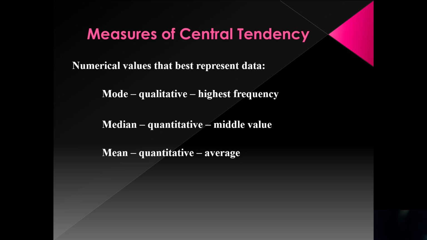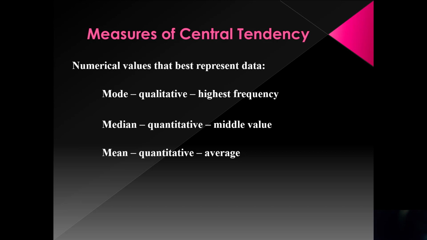So there are three measures of central tendency: the mode, the median, and the mean. The mode you probably have never heard of. It is the value or the score that occurs the most times. That's all. The median is the middle value in a distribution.